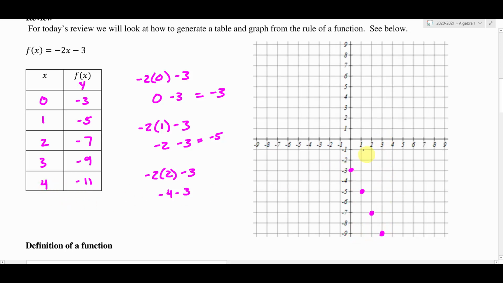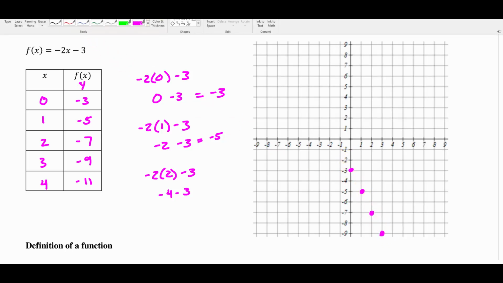And if I try and do 4, negative 11, it will take me off the graph, so I'm not going to worry about plotting that point. And then once I have all of my points that I can plot on the graph, I'm going to draw a line through those points because I can see that it's trying to make a line.